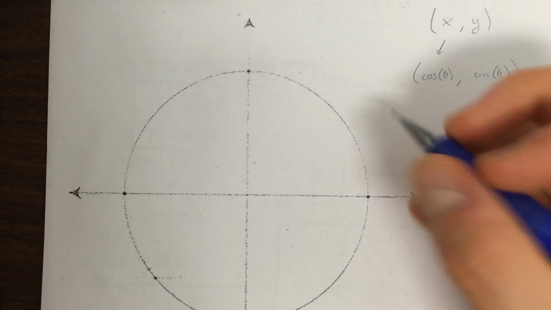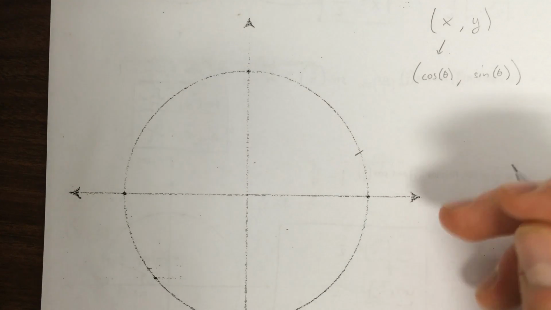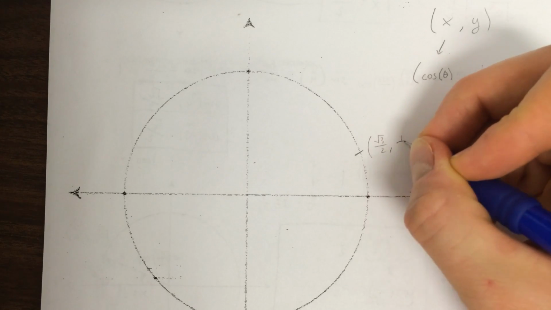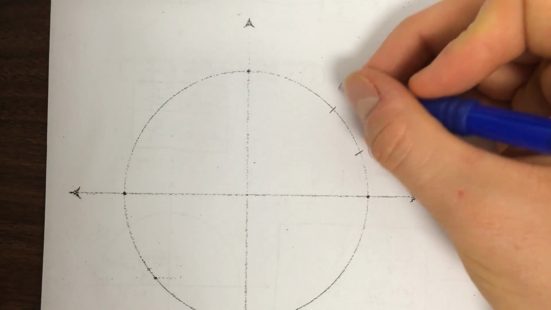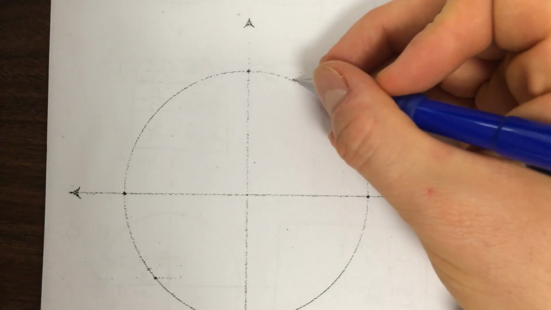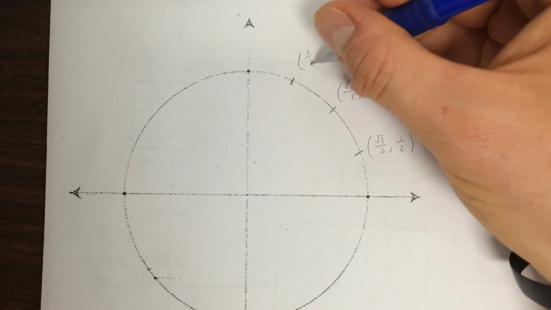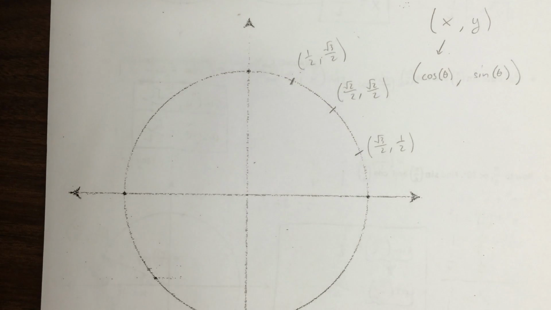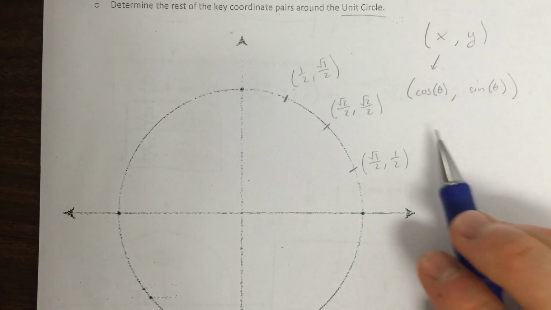And what we have so far, if you go back to videos 1 and 2 and what we just did here, is this point is square root of 3 over 2, comma 1/2. This point at 45 degrees, or pi over 4, is square root of 2 over 2, comma square root of 2 over 2. At pi over 3, or at 60 degrees, we have 1/2, comma square root of 3 over 2. Our radius is still 1. We're still on the unit circle.